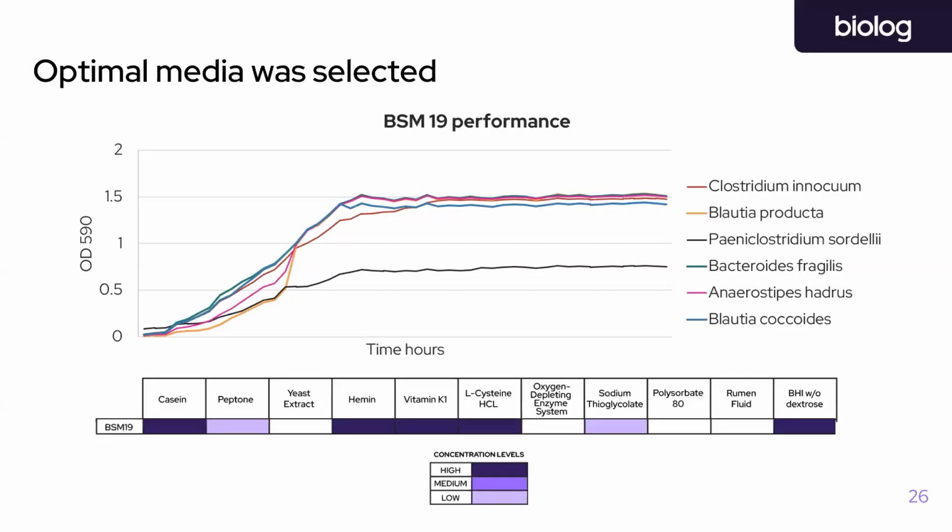Notably, yeast extract, oxygen-depleting enzyme systems, polysorbate 80, and rumen fluid are omitted from this formulation, making it less complex than other alternatives and increasing compatibility with various omics techniques.